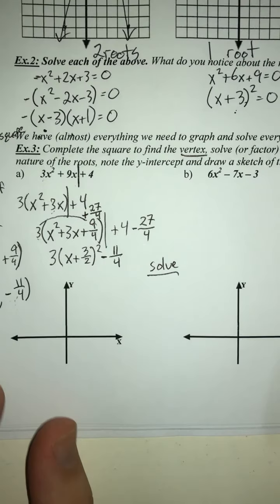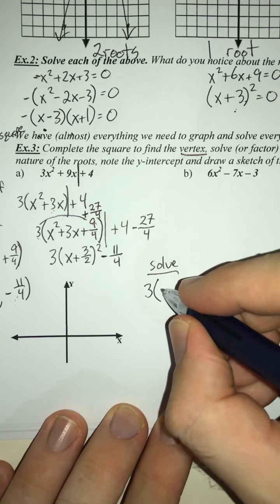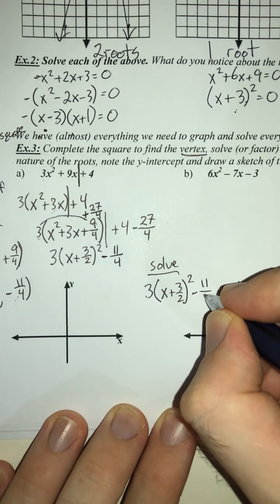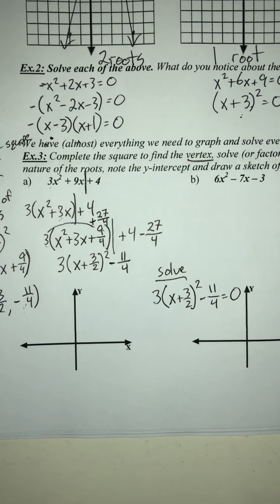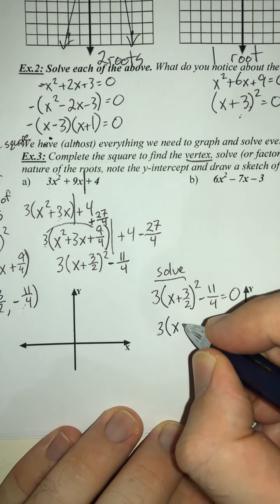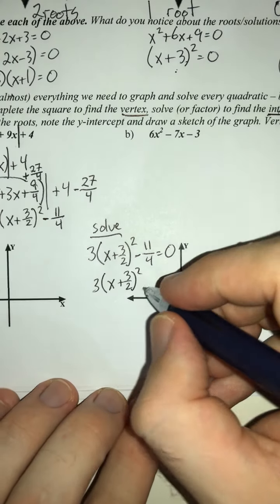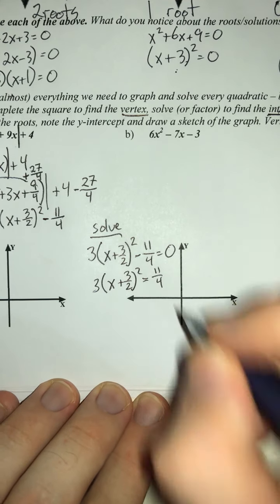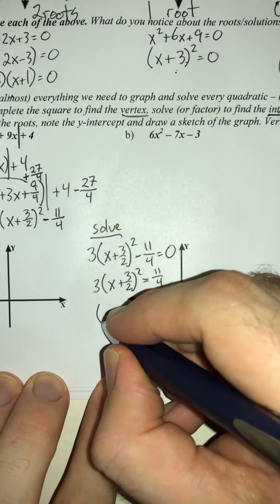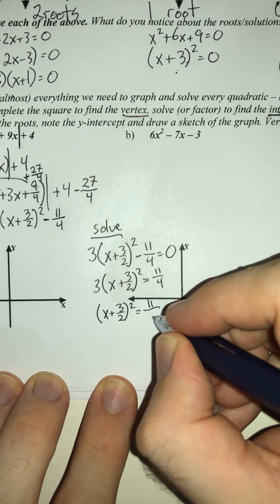So in order to solve this, we've got our equation here, 3 times x plus 3 over 2 squared minus 11 over 4 equals 0. And we need to try and solve this. So 3 times x plus 3 over 2 all squared. We're going to add the fraction to the other side. So equals 11 over 4. Divide it by 3 to get rid of this. So x plus 3 over 2 squared equals 11 over 12.